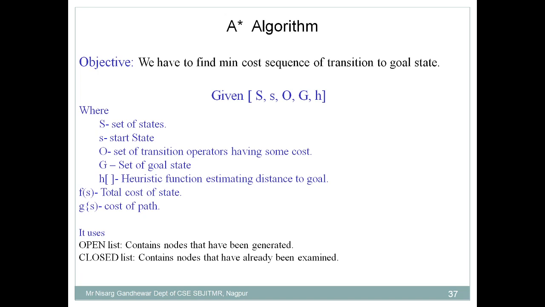So here we consider 5 notations. Capital S represents the set of states, small s represents the starting state, capital O represents the set of transition operators having some cost, and capital G is the set of goal states. Obviously in this case we have only one goal state. Then H is a heuristic value. It is the cost to reach from that particular node to the destination node.